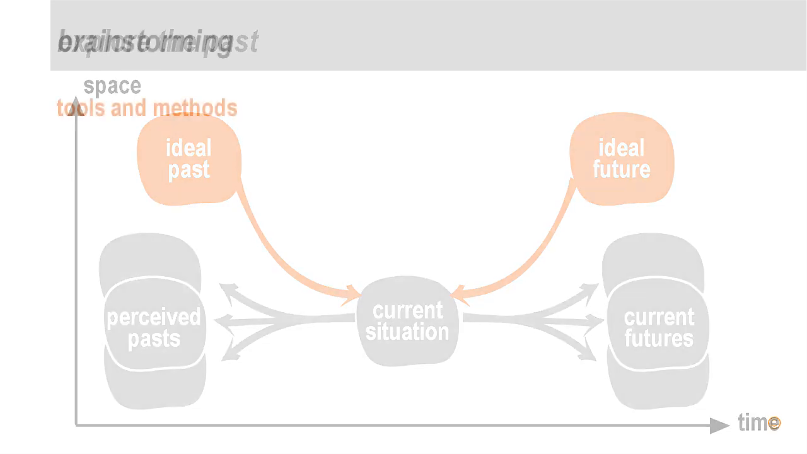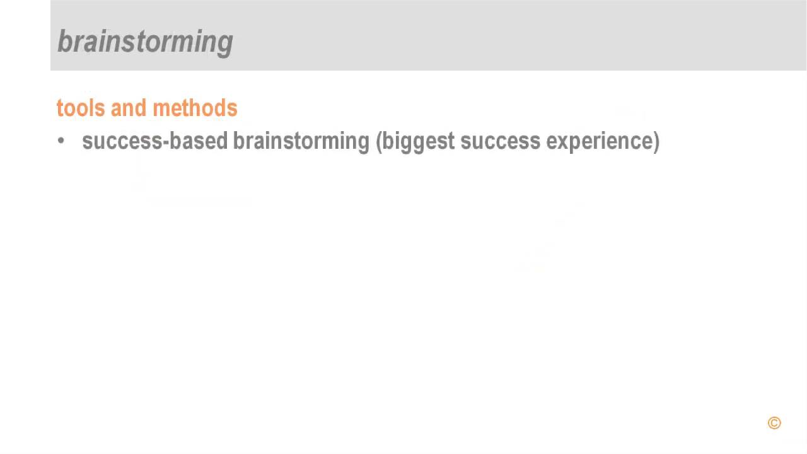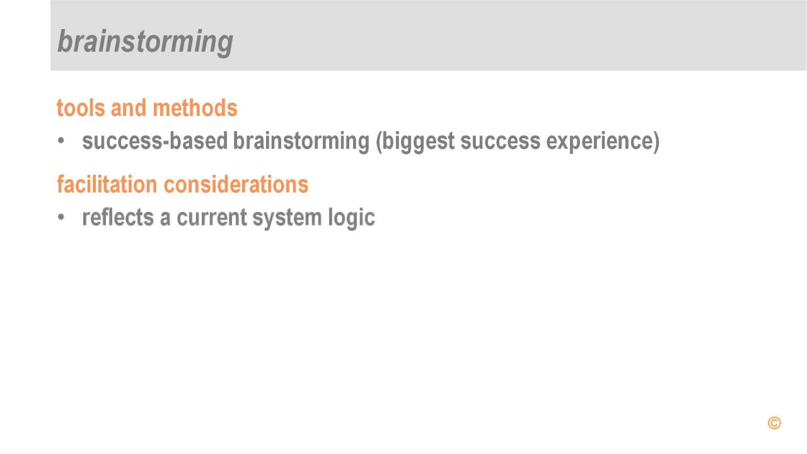We also have discussed success-based brainstorming. One of the most useful exercises is to identify the biggest success experiences in the past and cofactors that contributed to it. And the purpose of that is to multiply what works in the current system. The facilitator needs to be, however, aware that the success-based brainstorming is current future and current logic based. It is not a transformation of the logic.